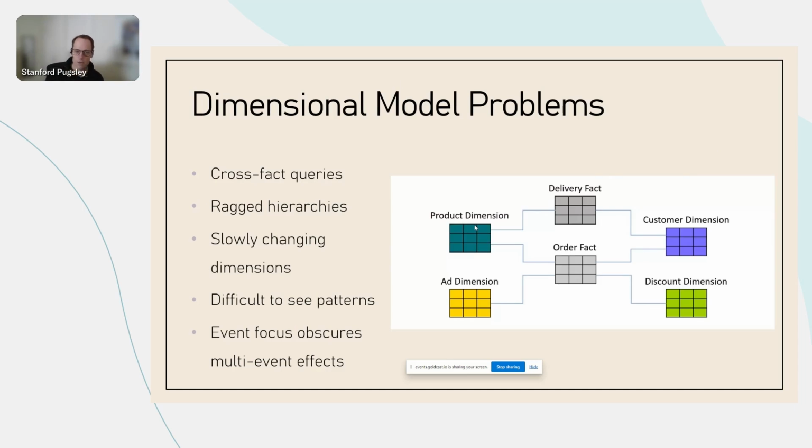So these are some common problems with the dimensional model. This is the data warehouse. The hierarchies are not handled quite as well. The dimensions, as they change, become awkward. There are different types of slowly changing dimensions, but each one of them has its disadvantages. And then the main thing is the patterns.